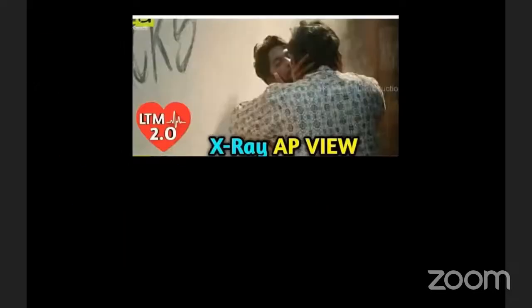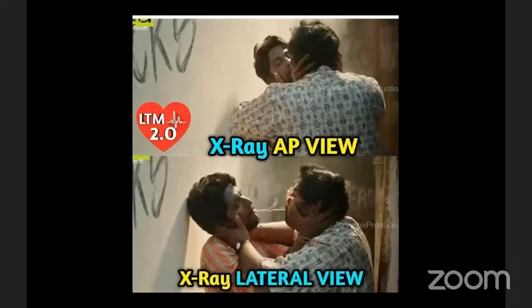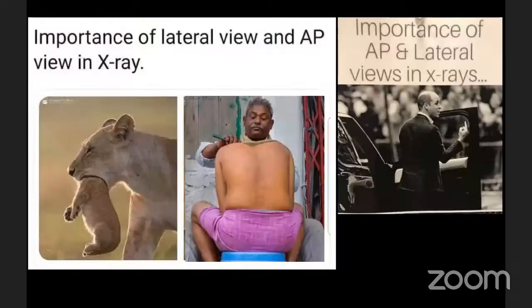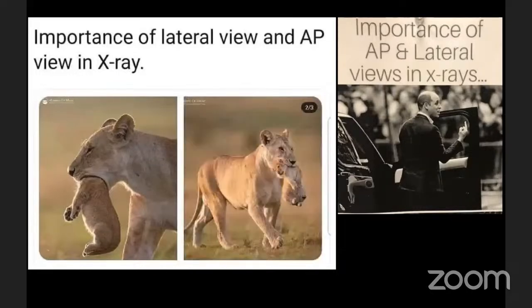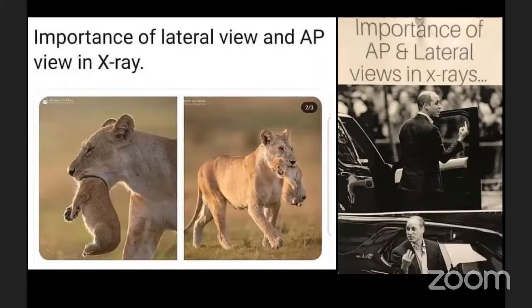Now you see, this is the AP view, but the lateral view is telling something different. So we have to always see two views in different right-angle directions. Another one: this lion is carrying the cub. The man is amputating the neck or head, and he is telling something wrong. No, the lion is just carrying the cub, not eating it, and he is telling something different from what we understand. So these are the importance of different views, AP and lateral views, in orthopedics. Always take two views, two joints.